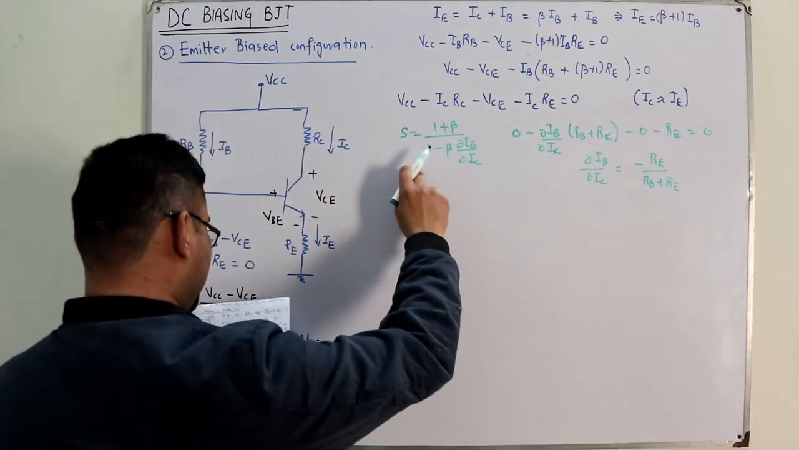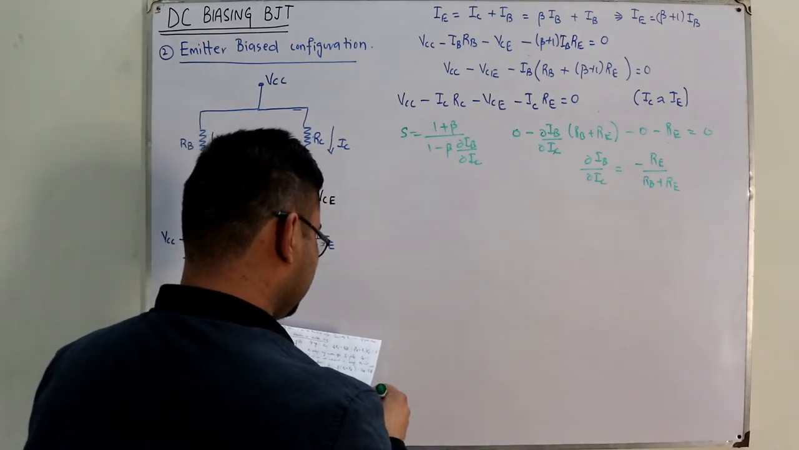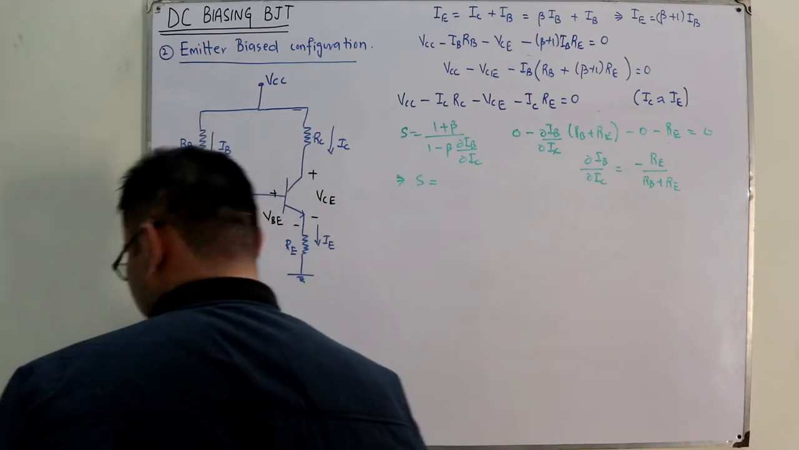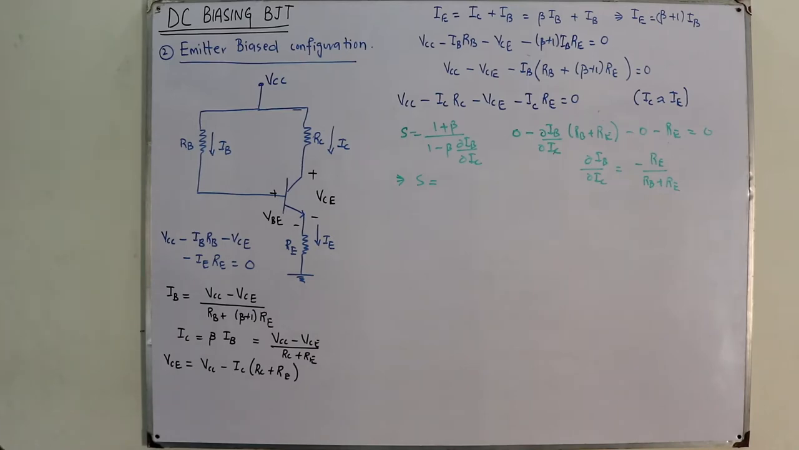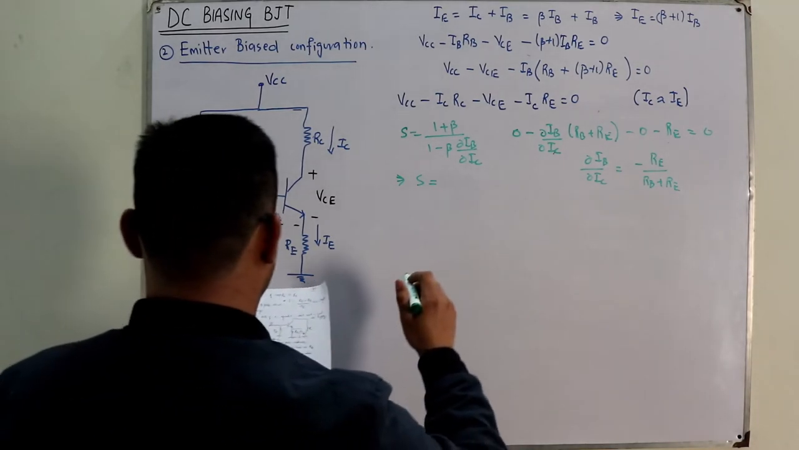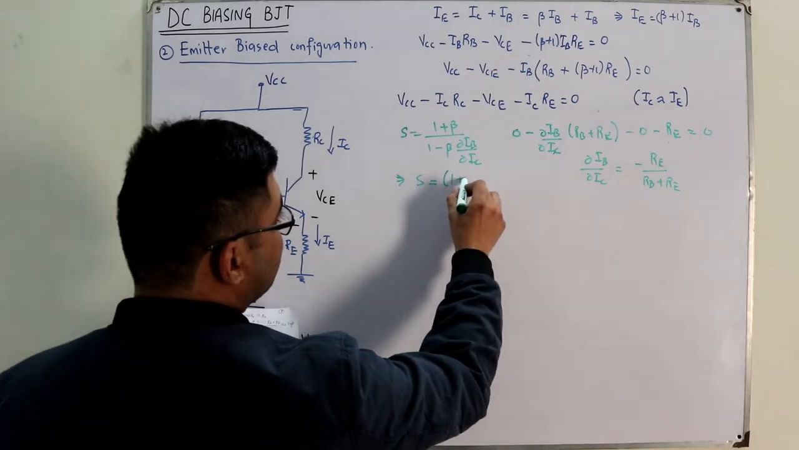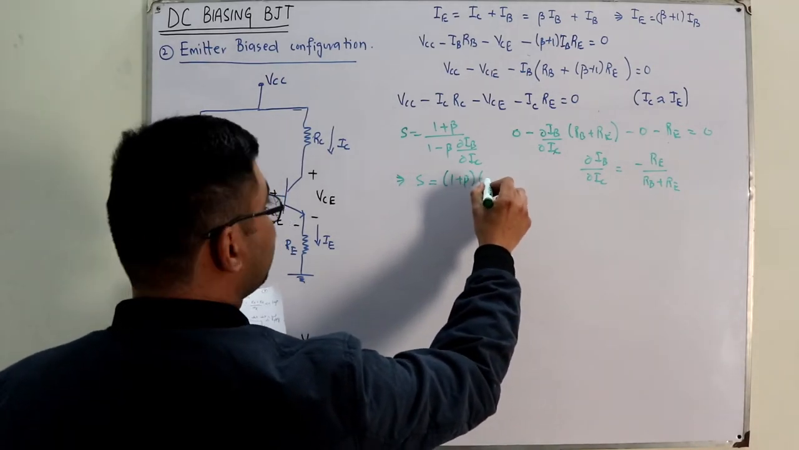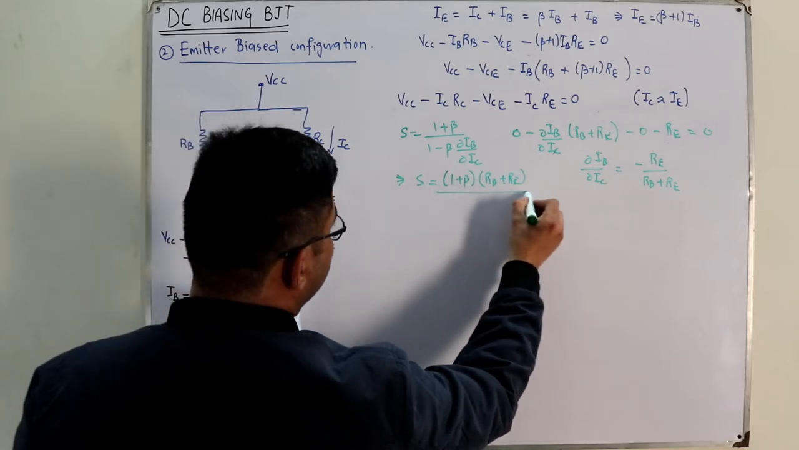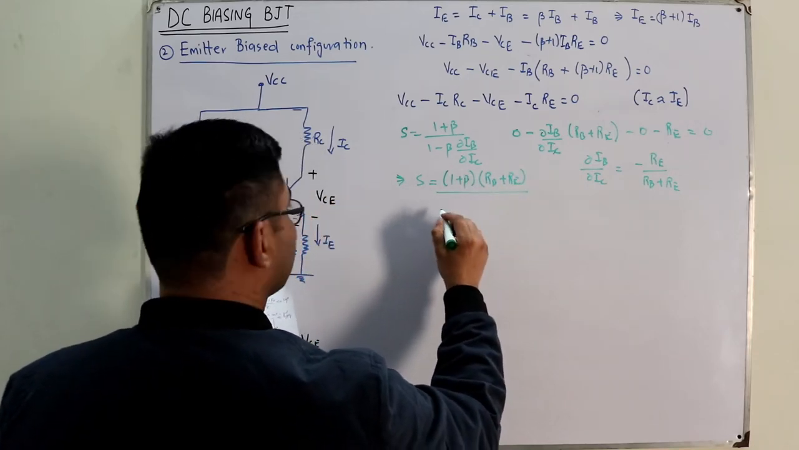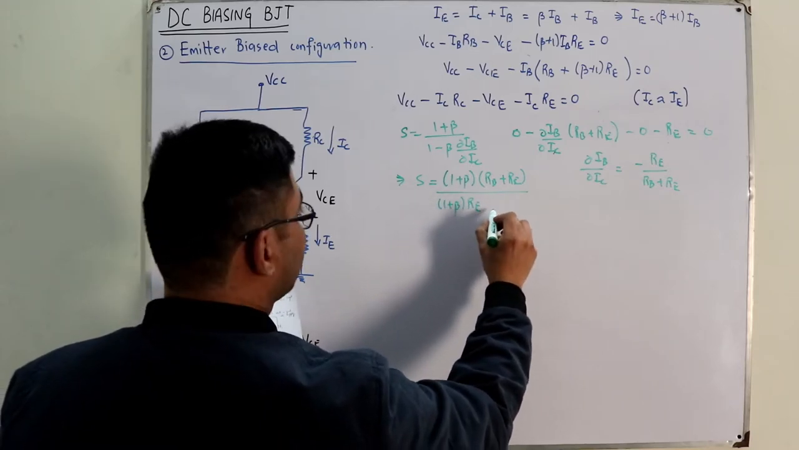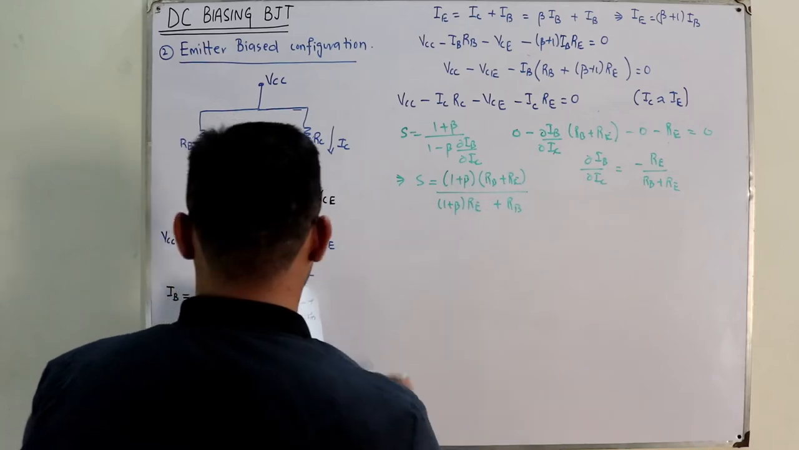You have this, you put this over here, this would imply that the value of S comes out to be one plus beta. Do the simplification by yourself. RB plus RE, I have taken the LCM, so I may have skipped a step, okay? Beta plus 1 RE plus RB. Now have a look.